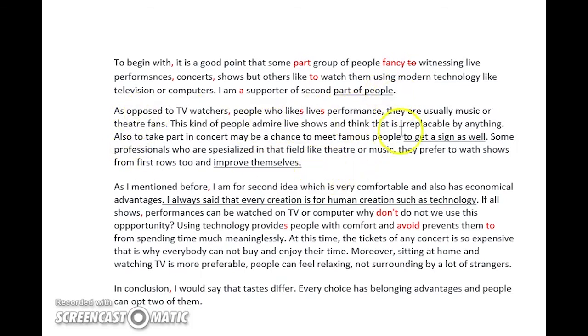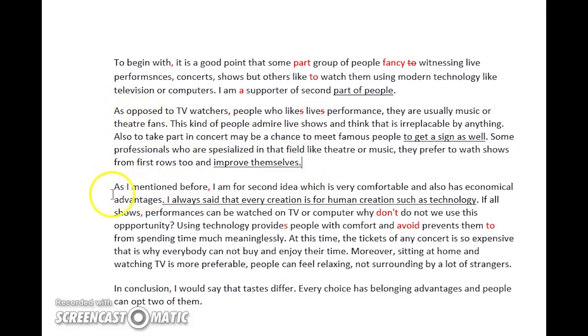As opposed to TV watchers, here this idea again needs some extension, and you have no example, you cannot prove what you want to say, and that's why the idea is considered as a weak body. I don't think that you will get a higher score if you still continue composing bodies in the same way.